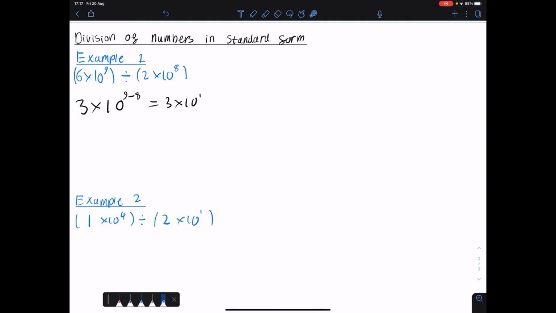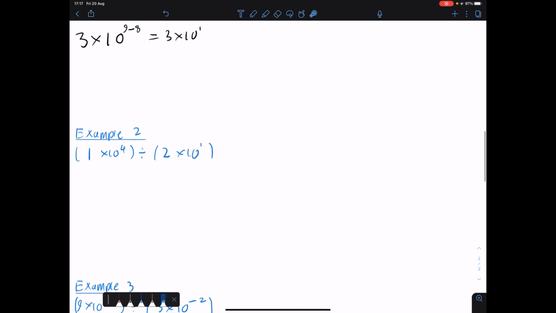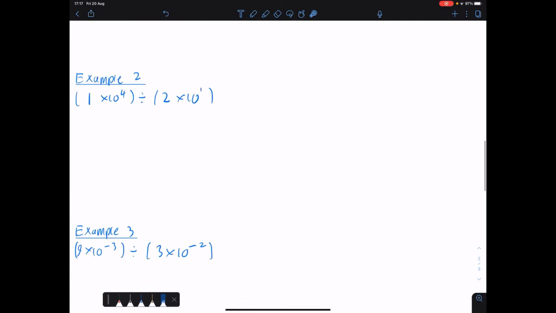And this is in standard form, as 3 is a number between 1 and 10, and our 10 is to the power of an integer, which is a whole number. In our second example, we're asked to calculate what is 1 times 10 to the power of 4 divided by 2 times 10 to the power of 1. Again, we just need to address these starting numbers. So what is 1 divided by 2? Well, that is just 0.5.